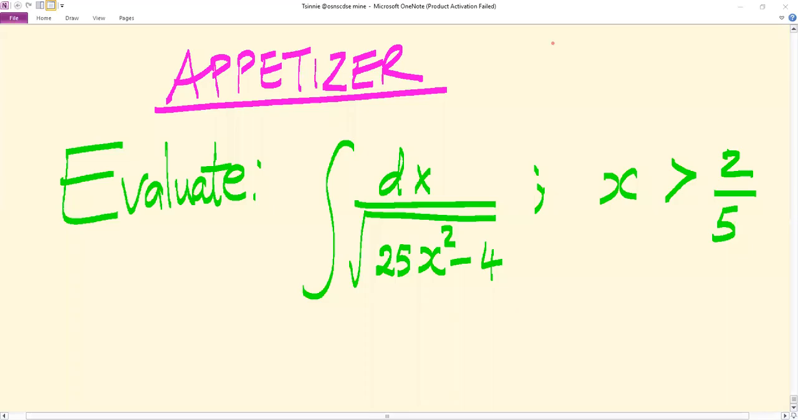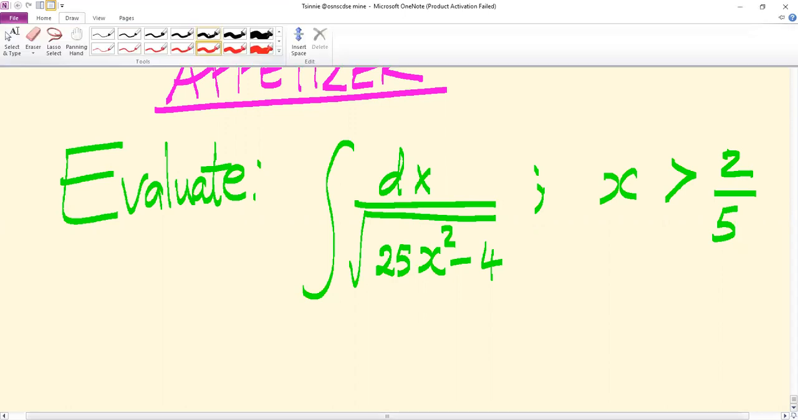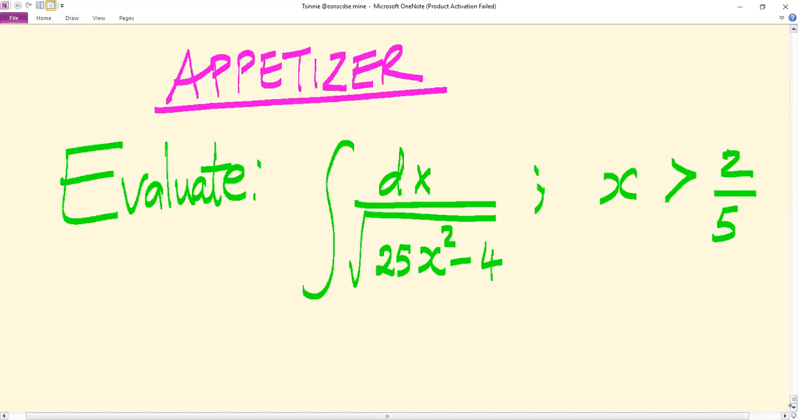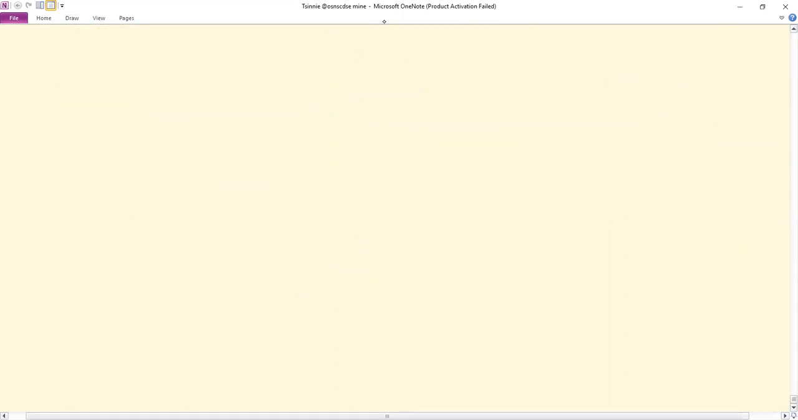Welcome to this session. In this session, we discuss another problem on trigonometric substitution. We are to find the integral of x over the square root of 25x squared minus 4, and we have the restriction that x should be strictly greater than 2 over 5. So let's see how we solve this.